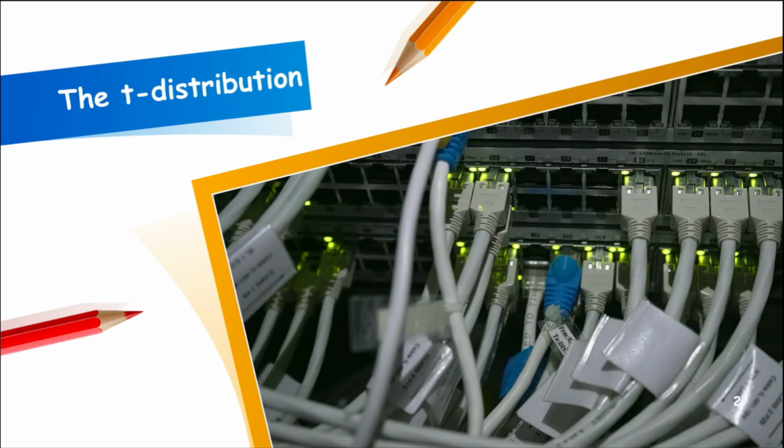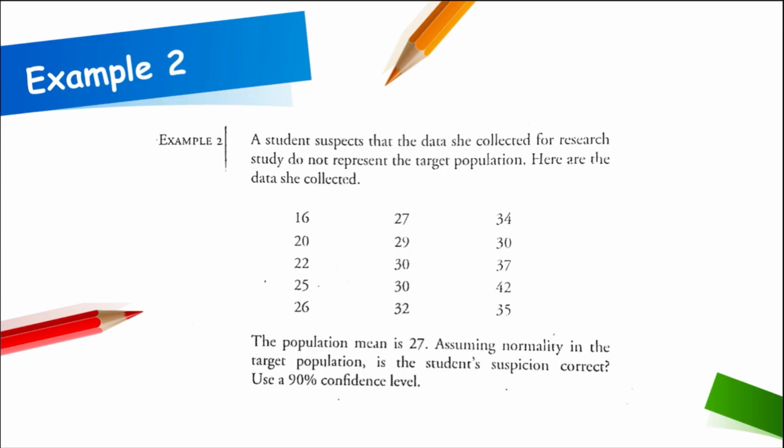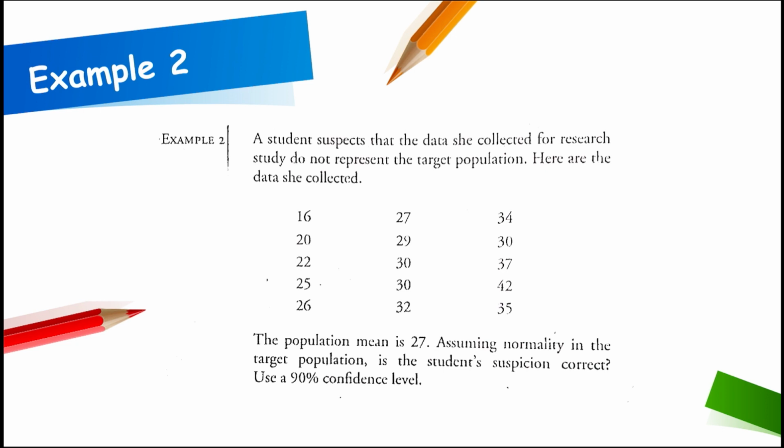So for today's video, let's continue discussions on the t-distribution. Let's have example number 2. Example 2. A student suspects that the data she collected for research study do not represent the target population.